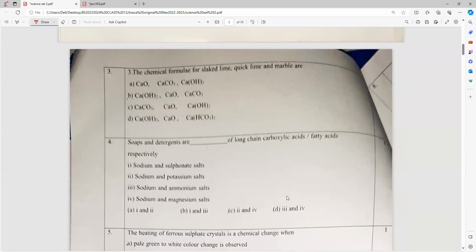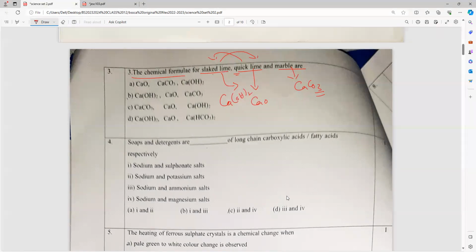Third one. The chemical formulas of slaked lime, quicklime, and marble they are asking. Alphabetically, quicklime first, slaked lime next, and marble is limestone, CaCO3. So no confusion. Quicklime means calcium oxide, slaked lime means calcium hydroxide.